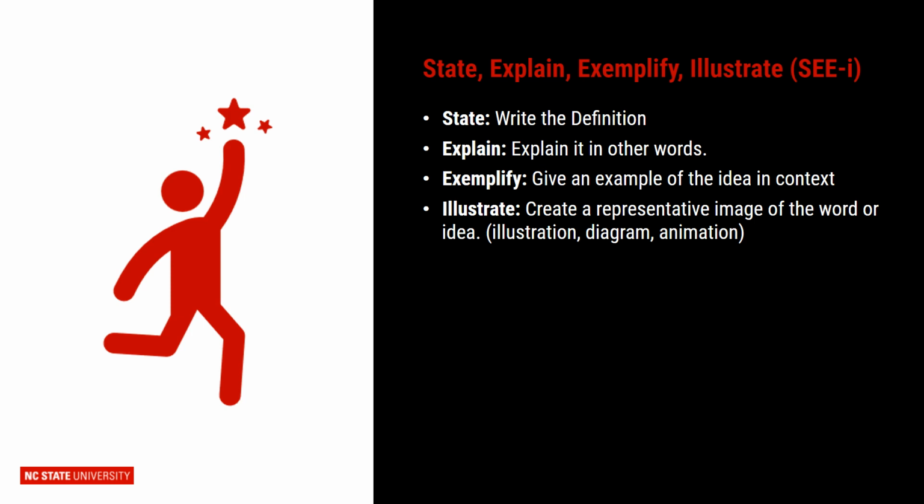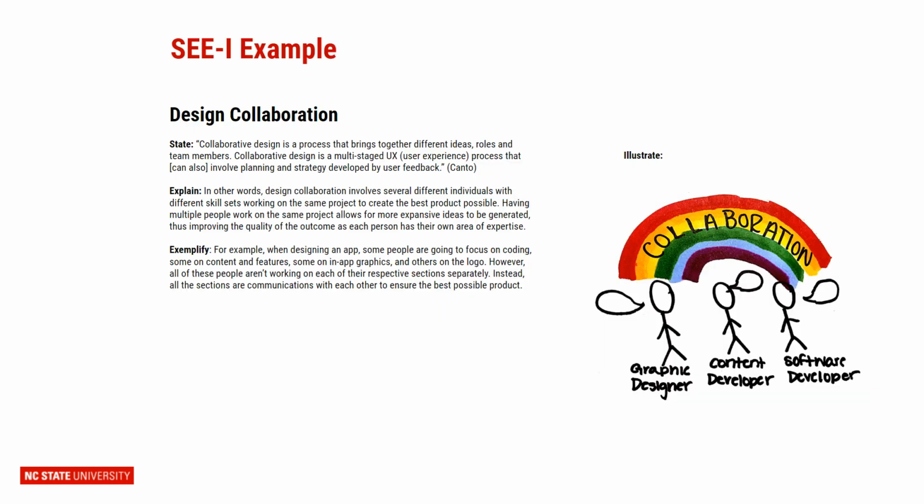Next, they need to give an example of that word in context, and finally, create an image that supports the definition or example. This can be an illustration, a diagram, an animation, or another representation. It's important for them to actually draw or create the image rather than finding an existing one. In addition to using this exercise for terms and ideas that are new to students, it can also be used to have them explain ideas that they might implicitly or anecdotally understand, but haven't explicitly articulated.